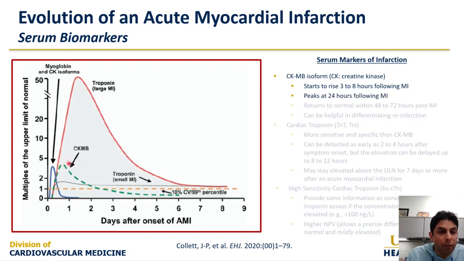It peaks at 24 hours following MI. So by day 1, it's already peaked. And then it returns to normal within 48 to 72 hours. So by day 2 to 3, it gets back to normal post-MI. So it can be helpful in differentiating reinfarction, and that'll become clear in a second.